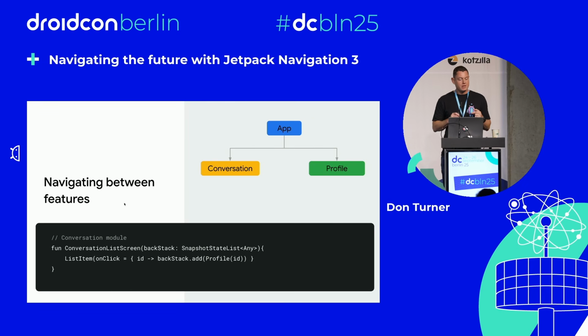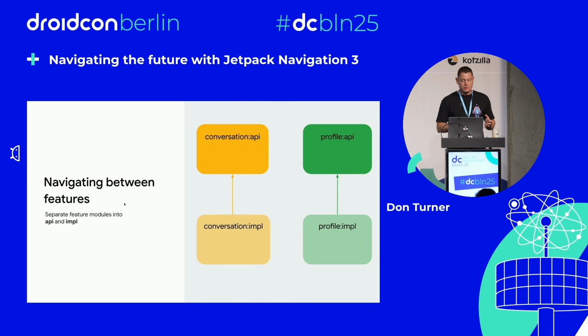So if navigating is as easy as pushing a key onto a backstack, then all we need to do is ensure that each feature module has access to those keys or routes. Of course, the problem is, how does, in this example, the conversation module get access to the profile navigation route without depending on the profile module directly?